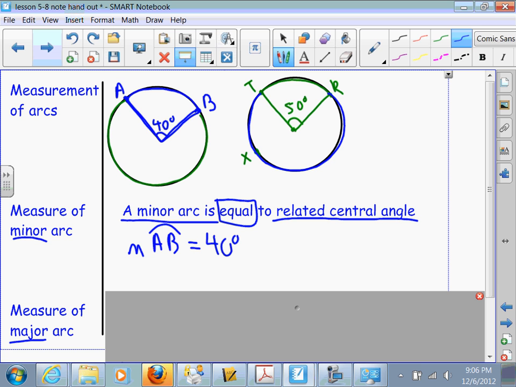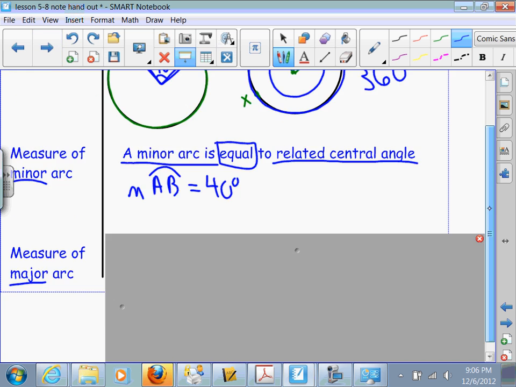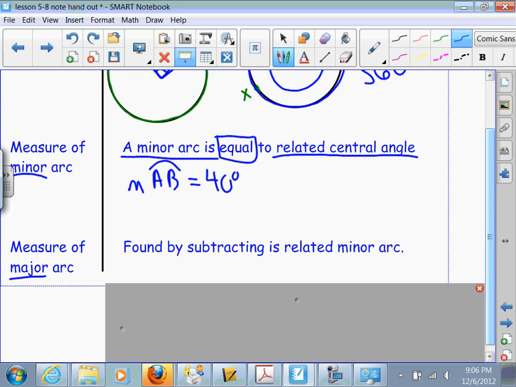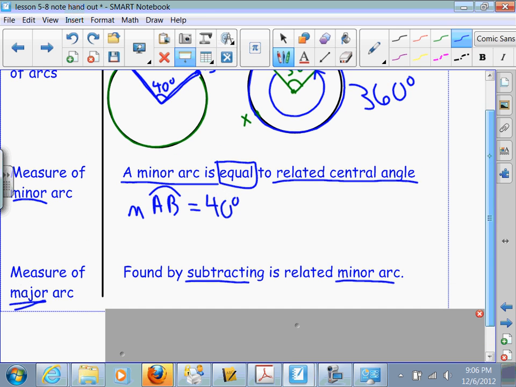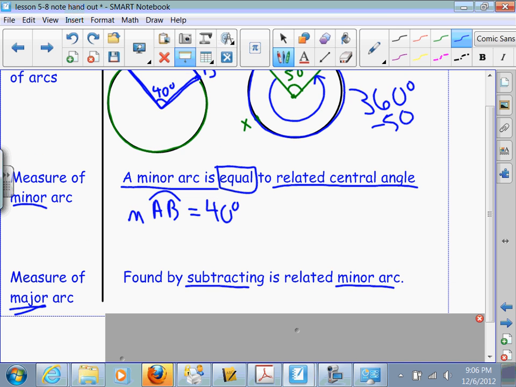Well, what's the degree distance all the way around a circle? 360 degrees, right? So if I want to find the degree measurement all the way around for the major arc, all I do is take 360 minus the related minor arc. That's the definition: the measure of a major arc is found by subtracting its related minor arc. So if I take 360 and subtract 50, I get 310 degrees. So this measurement here is 310. Major and minor arc measurements.